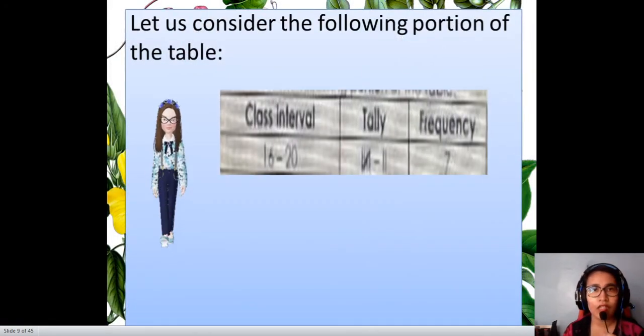Let us consider the following portion of the table. We have here the class interval. This is for the grouped data. This is just an example, but later on you will make your own.